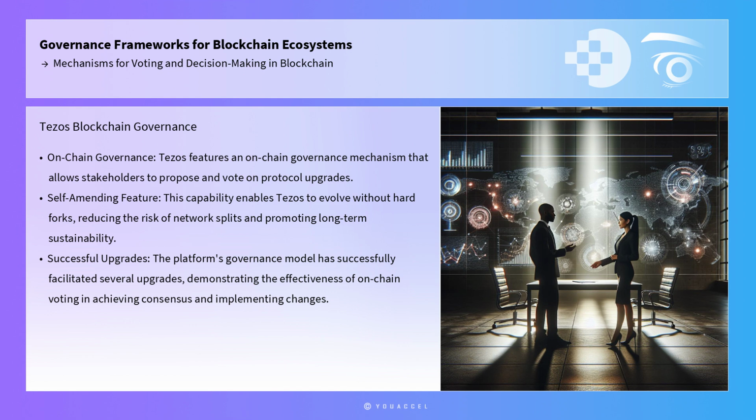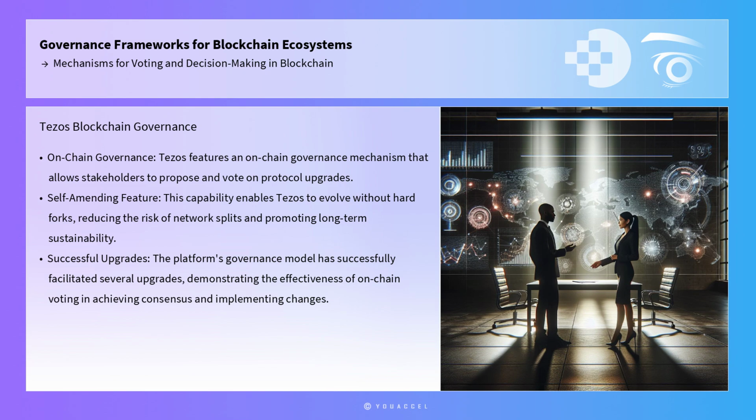Another example is the Tezos blockchain, which features an on-chain governance mechanism that allows stakeholders to propose and vote on protocol upgrades. This self-amending feature enables Tezos to evolve without hard forks, reducing the risk of network splits and promoting long-term sustainability. The platform's governance model has successfully facilitated several upgrades, demonstrating the effectiveness of on-chain voting in achieving consensus and implementing changes.